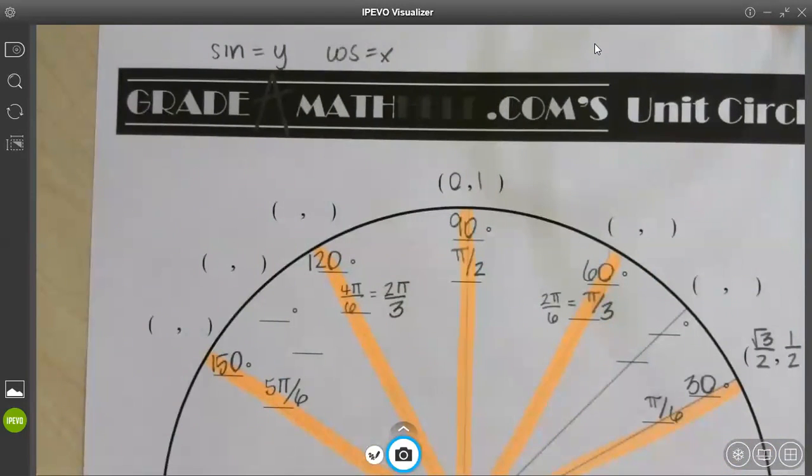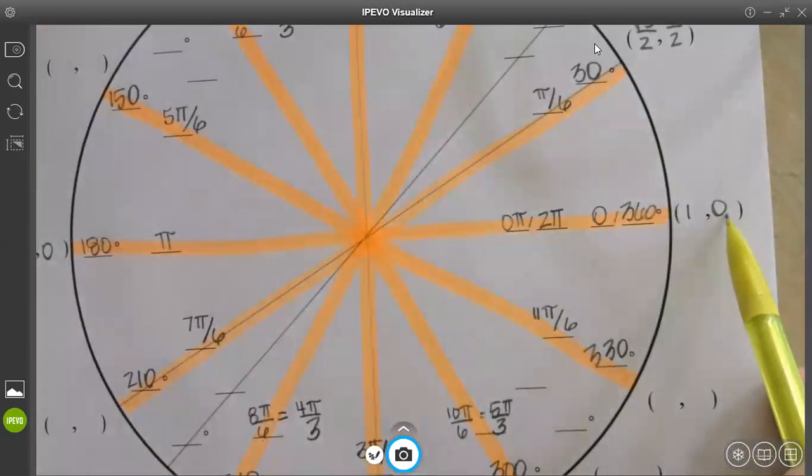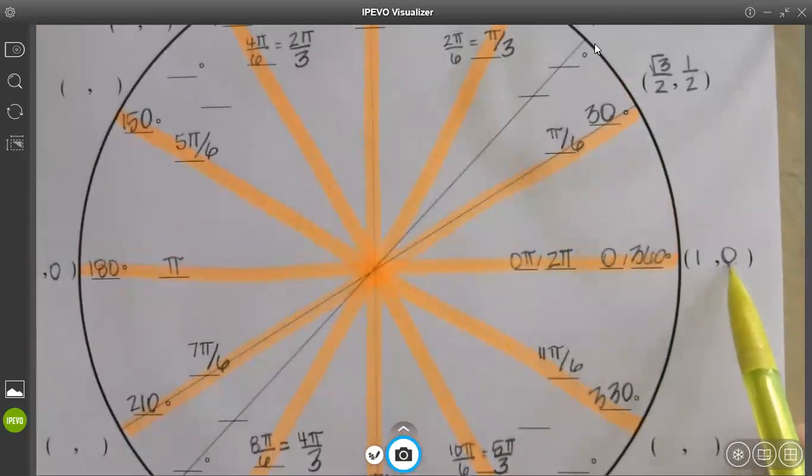Remember, we talked about the ones you need to know are sine at 0 and cosine at 0, right? What was sine of 0? Right here. At 0 degrees, sine of 0 is your y coordinate at 0. What was cosine of 0? 1. That's what it's based off of.